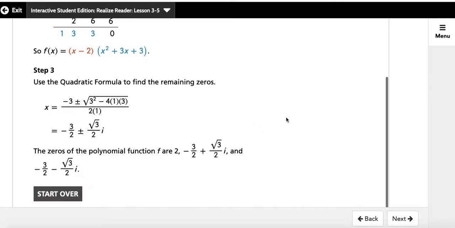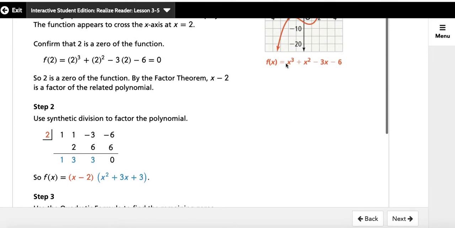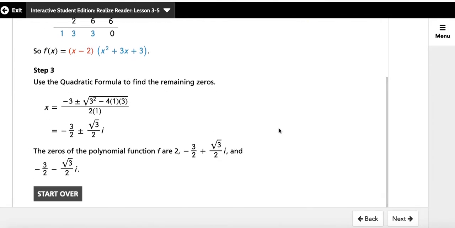So it turns out the three zeros, because it has x cubed, so we knew there were 3 zeros, were 2, which was from inspection, plus we tested it out, and then the 2 imaginary ones. Okay?